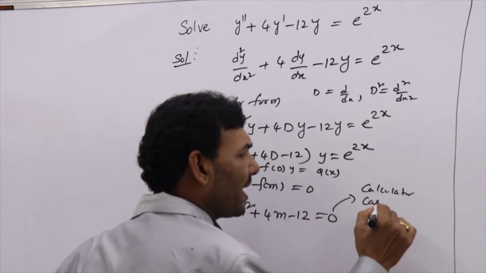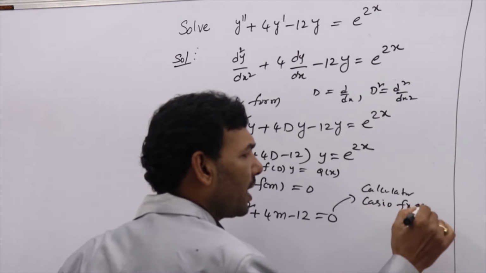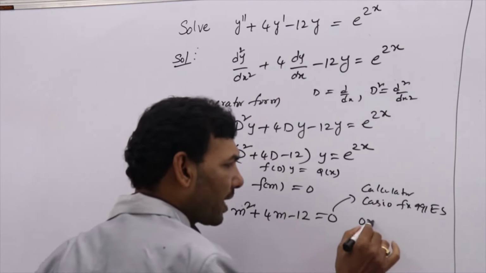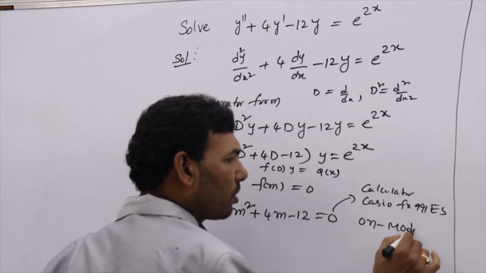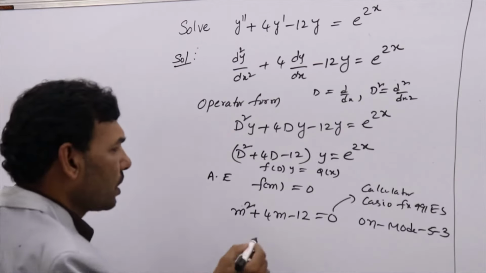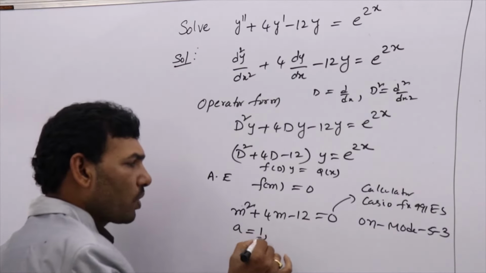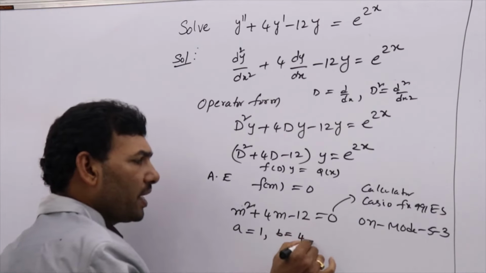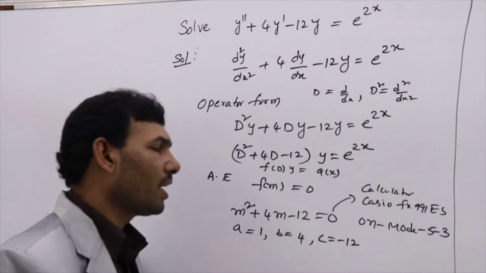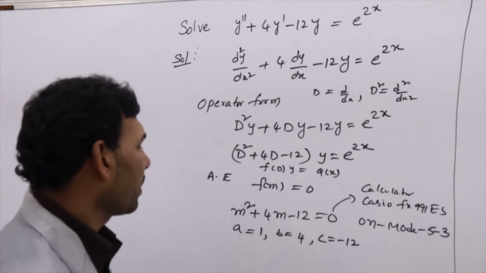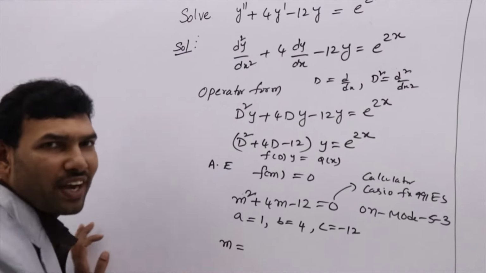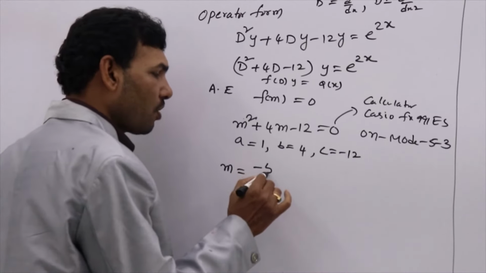Calculator, if you have Casio FX 991 ES or ES plus, simply on the calci press mode, press 5, press 3, it will ask ABC values. Simply write A value m square coefficient, B value m coefficient, C value constant. If you press enter or equal to, you will get the m values. But without using calculator also we can do using two methods. One is factorization, another one is formula method.